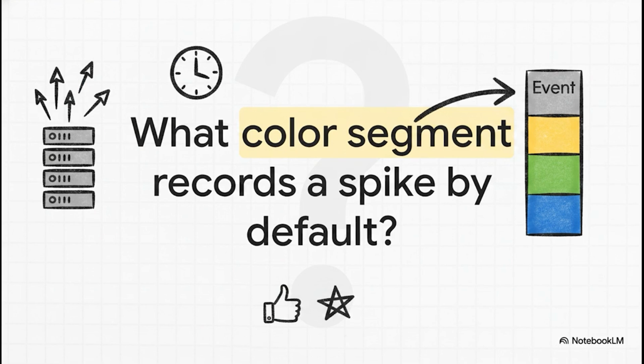Let's end this with a final, provocative thought to really test your understanding. Imagine this scenario pops up on your exam. A cluster suddenly experiences a massive, unexpected 5-minute IOPS spike, but crucially, it does not violate any static, hard-coded thresholds you've set. Based on everything we just learned about default anomaly behavior versus configured alerts, what color segment on the stacked bar chart is going to record this occurrence by default?